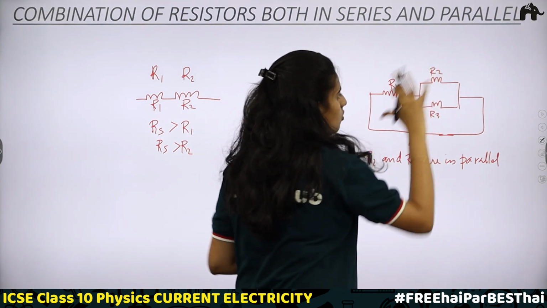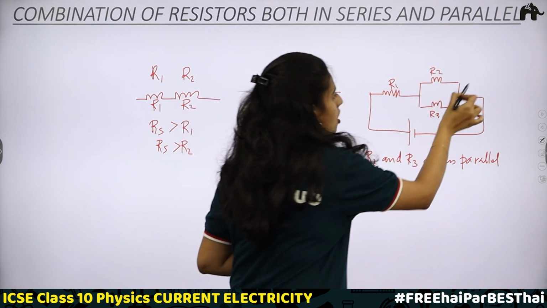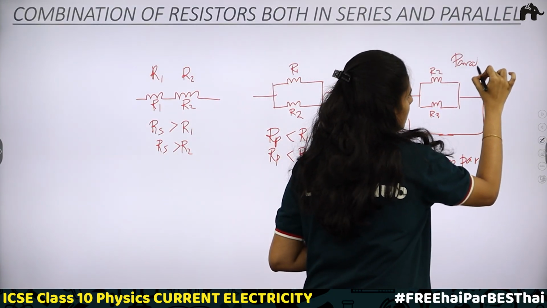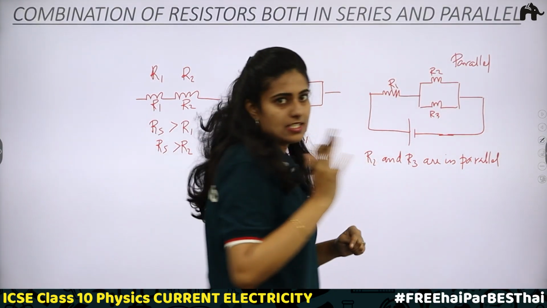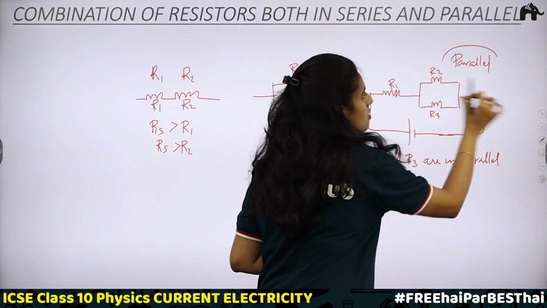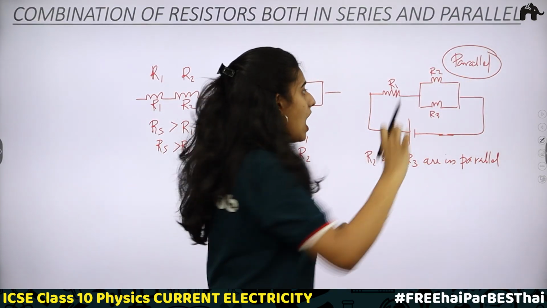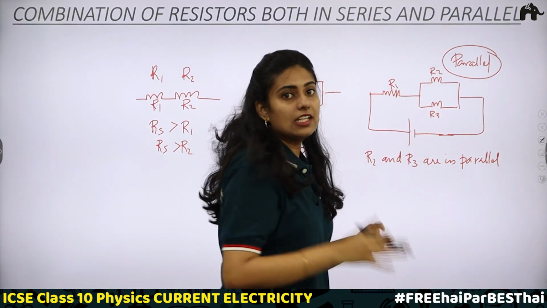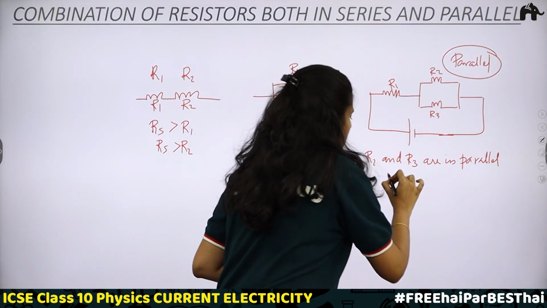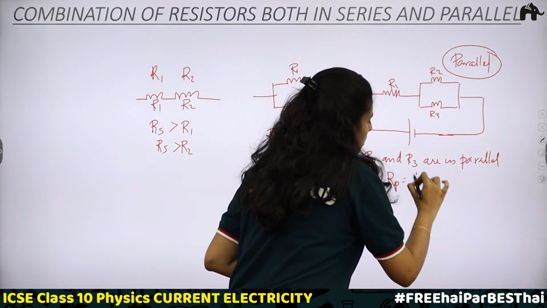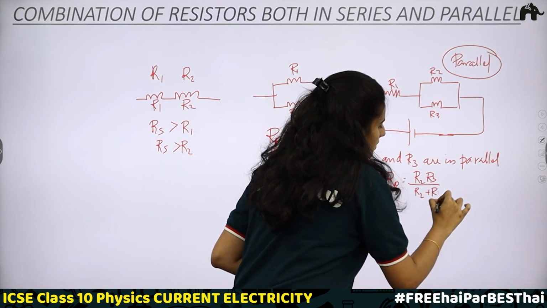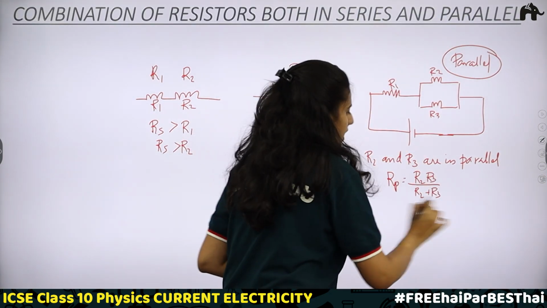So, here what you will have to do is, first you have to solve this part. That is, you will have to solve the parallel first. So, if a combination of resistors is given, you will have to solve the parallel part first. Okay. After solving this parallel part, you will have to add them to get the effective resistance. So, here what is Rp? We have Rp is equal to R2 R3 divided by R2 plus R3. If there are only two resistors, we know how to find the effective resistance.